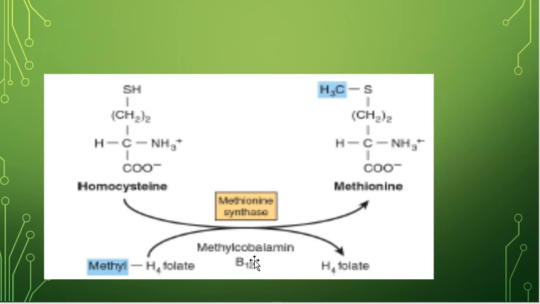If there is a deficiency of vitamin B12, the conversion of homocysteine to methionine is blocked, and the folic acid in the form of methyl tetrahydrofolate is trapped in this form. And when homocysteine is not converted into methionine, there is a high level of homocysteine, which results in various cardiovascular diseases.